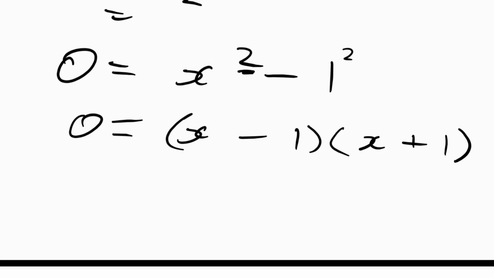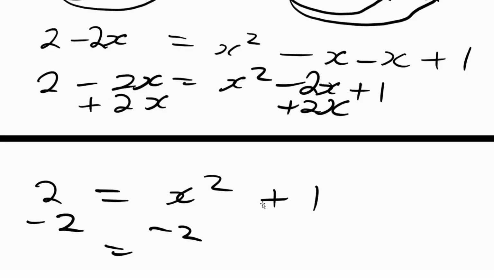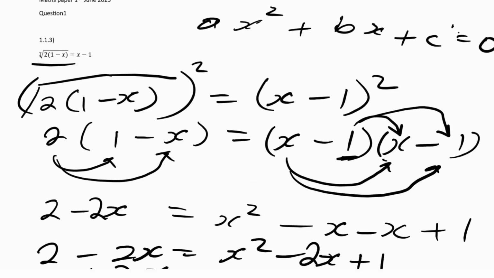Then, which means our x will be equals to 1, or x is equals to -1. So how do we know that this is true? We can go back to this equation and substitute.